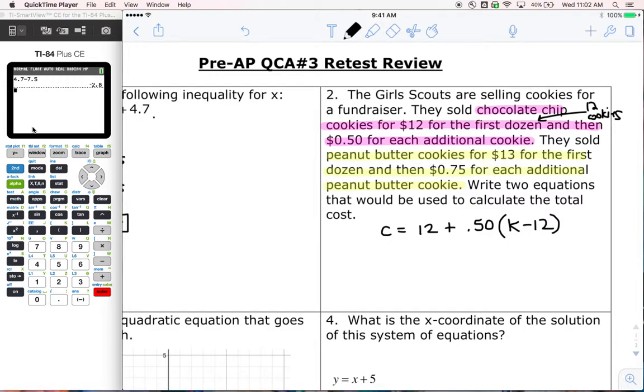Now that you've seen this example, the next example is very similar. This says the first dozen costs $13, and each additional cookie is 75 cents. Now remember, we're doing K minus 12 because the first 12 cookies are already paid for. So we still keep the 12 right here.